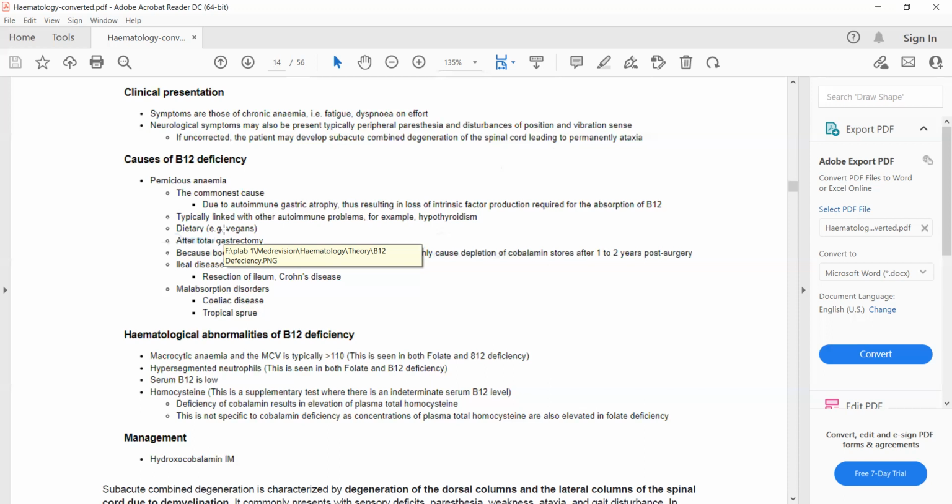Pernicious anemia is usually present in association with other autoimmune diseases such as hypothyroidism and vitiligo. Vegetarian people can develop vitamin B12 deficiency because vitamin B12 is present in animal sources such as fish and dairy products. A patient can develop vitamin B12 deficiency after total gastrectomy, because body stores of vitamin B12 can last for a few years. So a patient with a history of gastrectomy will only develop vitamin B12 deficiency 1 to 2 years after surgery.